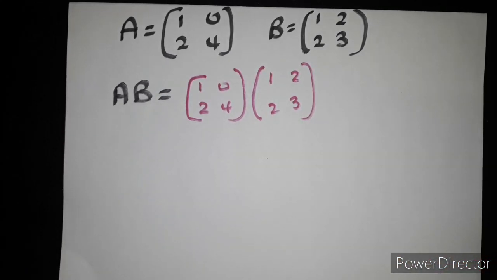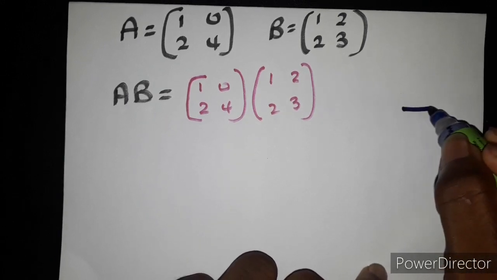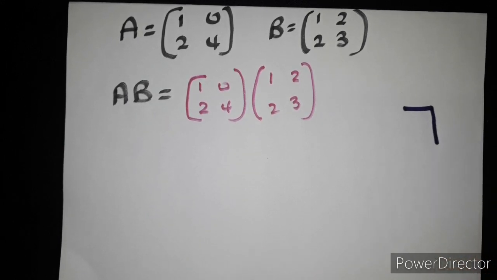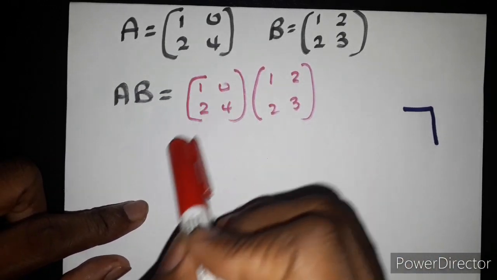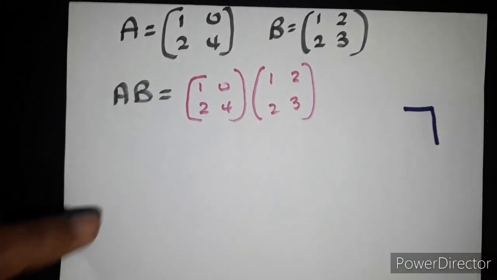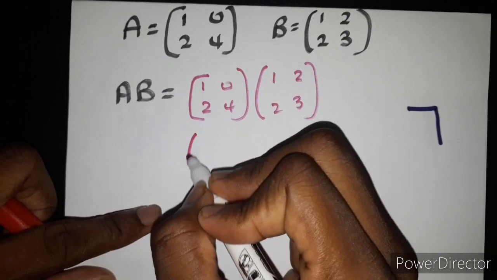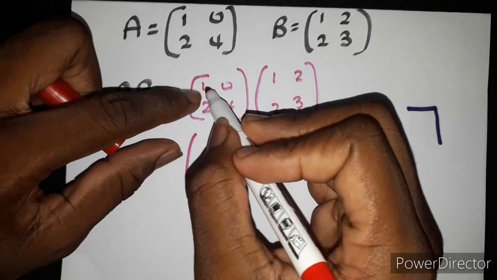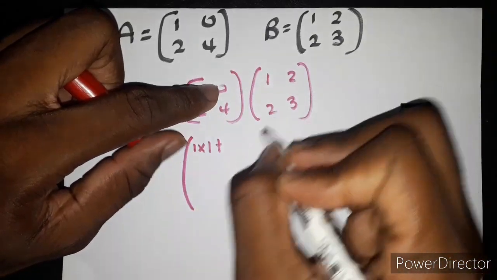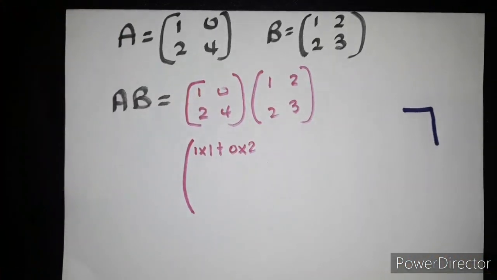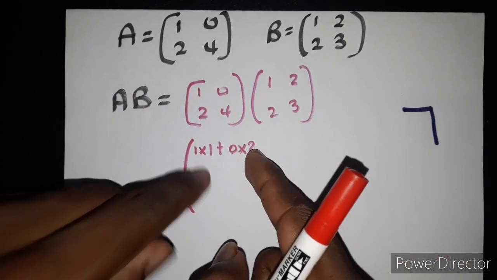Alright, so when you're multiplying a matrix by a matrix, it is way different from scalar multiplication. The letter that you should think about is the letter 7. The reason why you have to think about the letter 7 is because you have to multiply row by column. If you want to find the first element of this matrix, you multiply the row by the column. Let me show you what I mean. For this matrix, it will be row by column. It will be 1 times 1 plus 0 times 2. And that will give you the first element of this matrix.